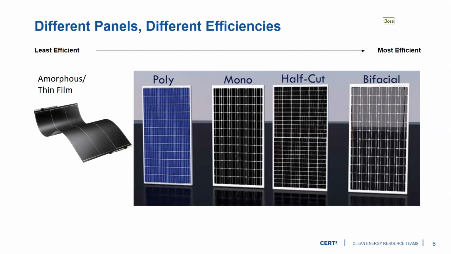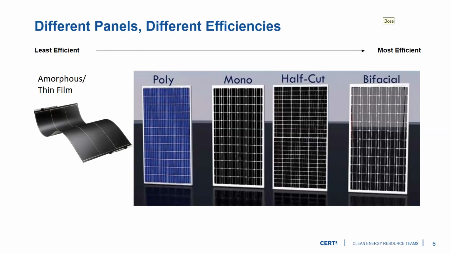So with that in mind, the least efficient panels are the thin film or amorphous panels. And those are flexible panels. Some people do use them because they can be added to curved surfaces, for instance, or they can be integrated easily into architectural materials. So they do have a purpose, but they are the least efficient of the types of panels.